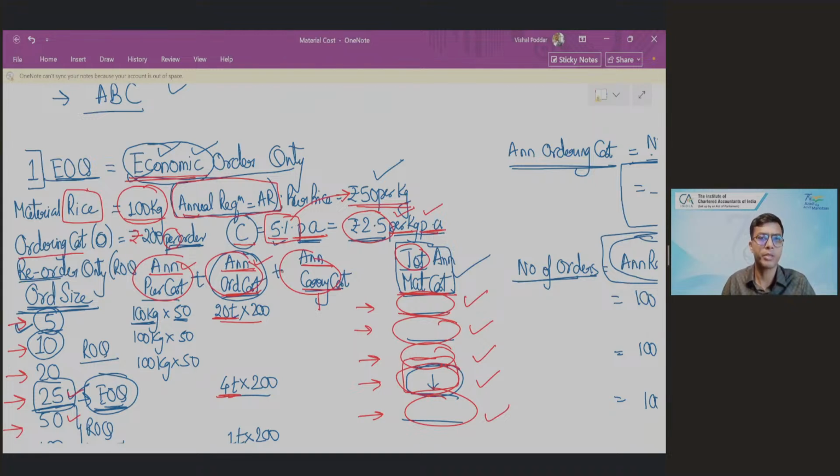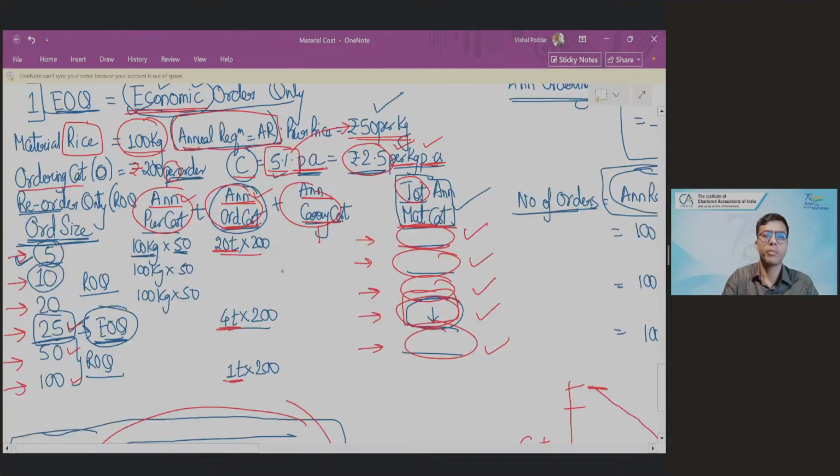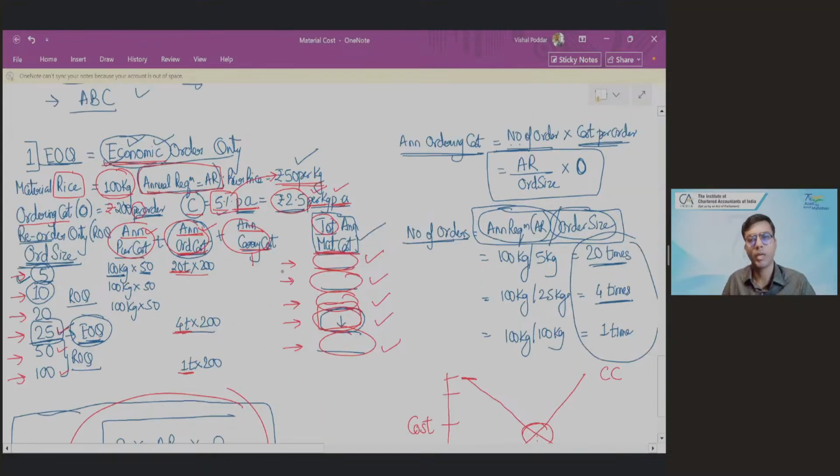Correct? In Hindi, we'll say parvadta hai. So the most preferable option is your EOQ, because that is giving you the minimum cost. And remember, students, where are we studying EOQ? Under the category of inventory control techniques, under this category of material cost control. Since this is a control technique, our aim is to determine that order quantity which will give me the minimum possible cost. And that is all this calculation is about.